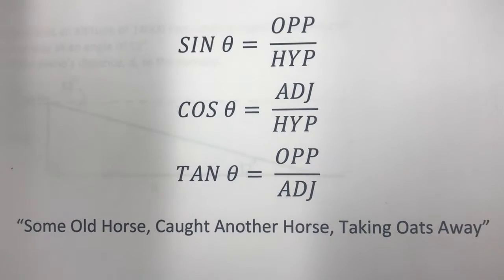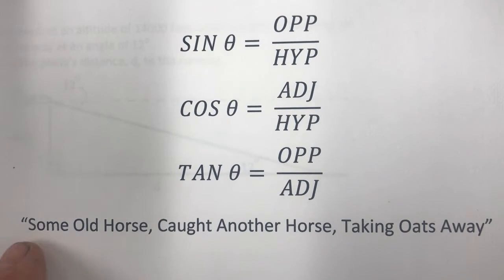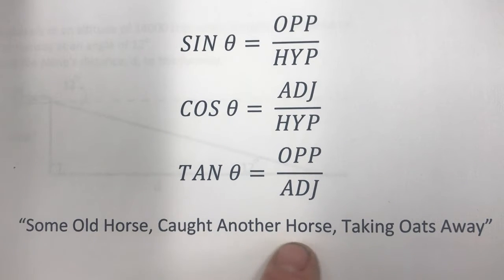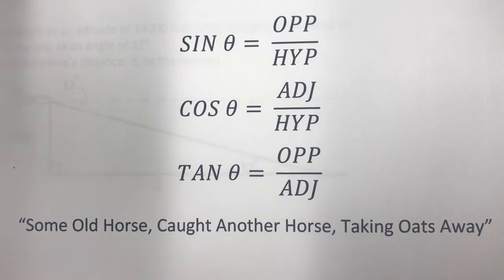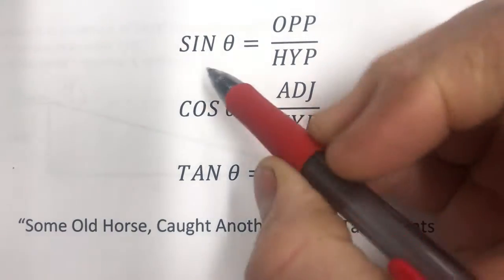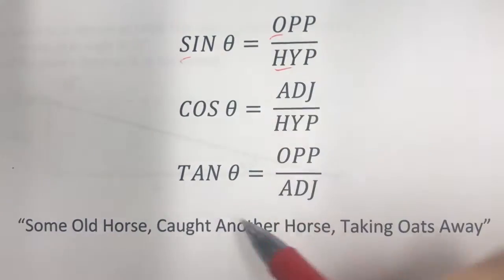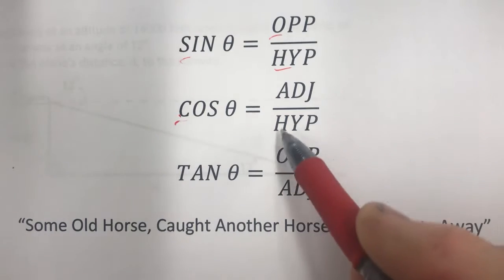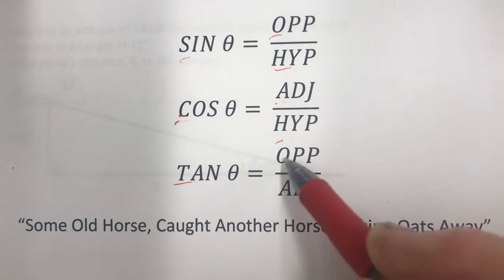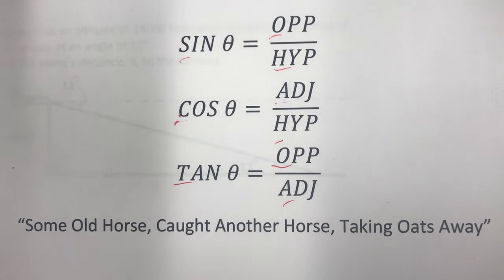And the way I'm going to remember this: some old horse caught another horse taking oats away. That's the first letters here. Some old horse caught another horse taking oats away. So that's the way I remember this, but you may do it some other way. But anyway, we've got to remember these trig ratios.